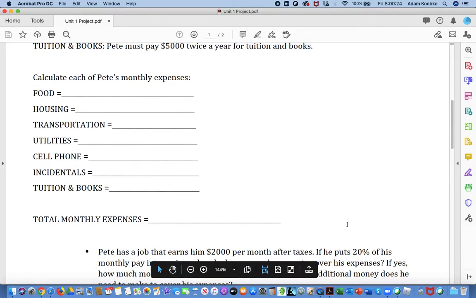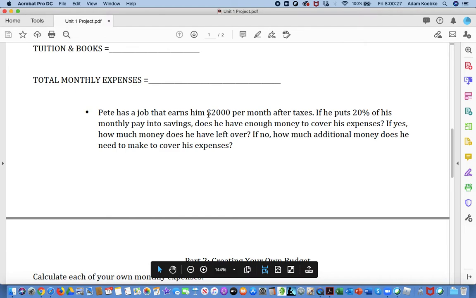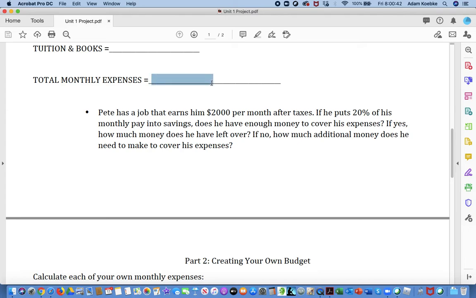monthly expenses. The second part is just going to ask if Pete earns $2,000 per month and he puts 20% of his monthly pay into savings. So you're going to reduce this value by 20%, find out how much you still have left over, and is that enough to cover the monthly expenses.